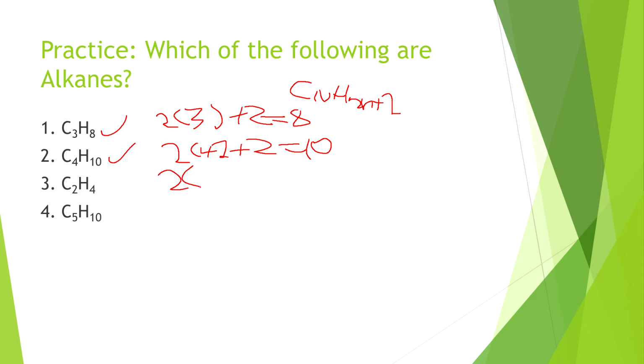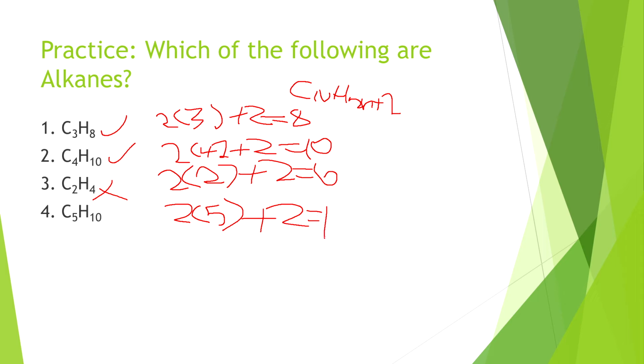Here, let's continue on. So, we're expecting 6 hydrogen atoms, but this compound only has 4. So this is not an alkane. Let's continue on. So we're expecting 12 hydrogen atoms from a compound with 5 carbon atoms. But this one only has 10, so this is not an alkane.